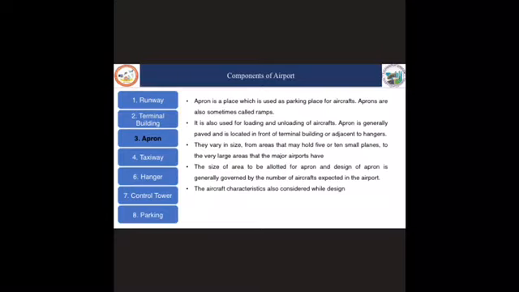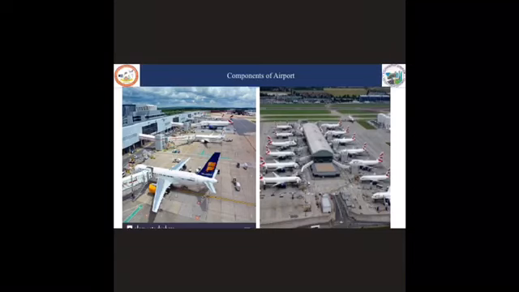That will depend, but usually it should hold 5 to 10 small planes, or large areas have to be provided for a major airport. The size of the area to be allotted for the apron design is generally governed by the number of aircraft expected at the airport. Aircraft characteristics are also considered in the design. So here you can see a place meant for parking aircraft, which is called the apron, or we can also call it ramps.